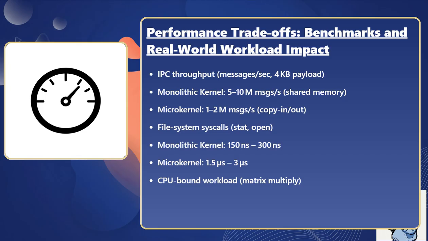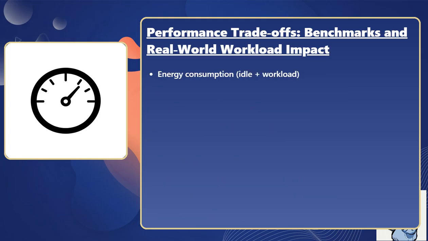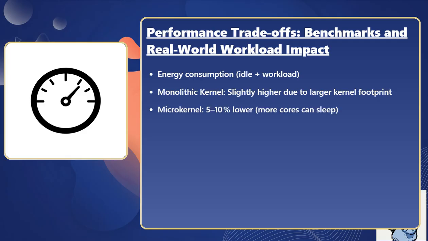CPU-bound workload, matrix multiply. Monolithic kernel: 10% faster due to fewer hops. Microkernel: approximately 5% slower. Energy consumption, idle plus workload. Monolithic kernel: slightly higher due to larger kernel footprint. Microkernel: 5 to 10% lower, since more cores can sleep.